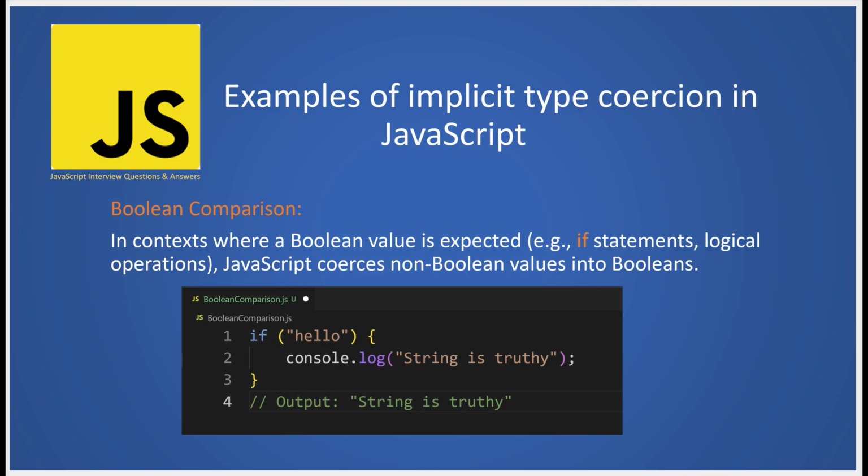JavaScript also converts non-Boolean values into Booleans in contexts where a Boolean value is expected, such as if statements or logical operations. For example, if you have an if statement with the condition "hello", it will output "string is truthy", because non-empty strings are truthy in JavaScript.